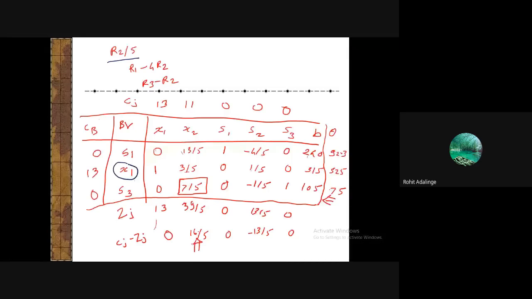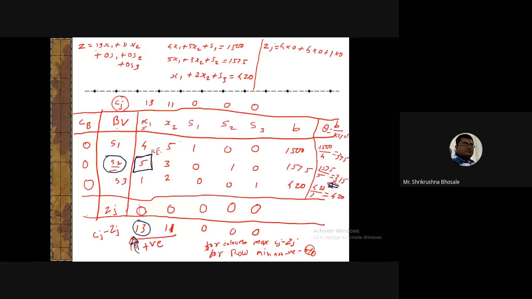S2 is replaced by X1. Why? Because when we find the key row and key column, that key column indicates the entering variable.